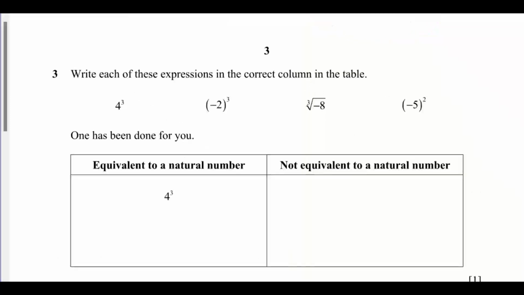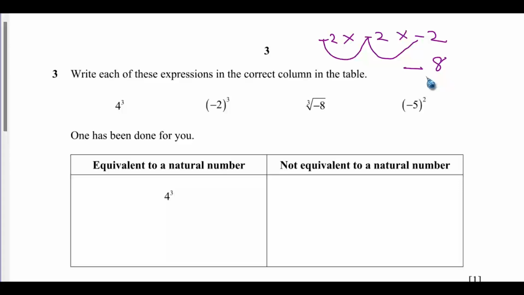Question 3. Write each of these expressions in the correct column in the table. One has been done for you. The first one is 4 to the power of 3, which is equivalent to a natural number. The next one is negative 2 to the power of 3. That is negative 2 multiplied by negative 2 multiplied by negative 2. This and this combine to become positive, while positive combined with negative becomes negative. Then 2 by 2 is 4, 4 by 2 is 8. So it will be a negative number.